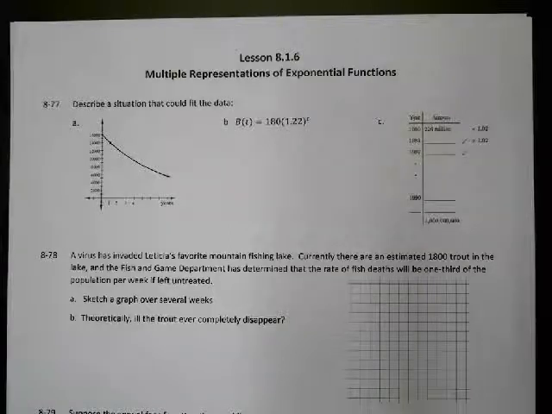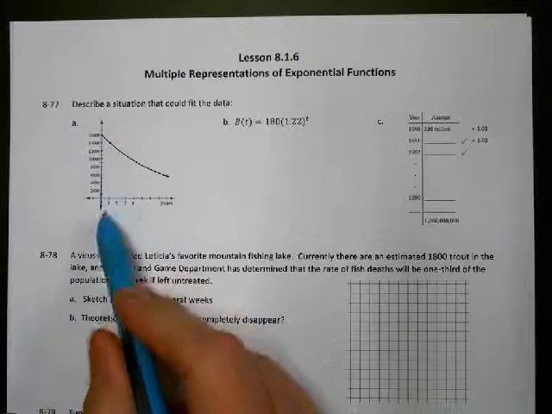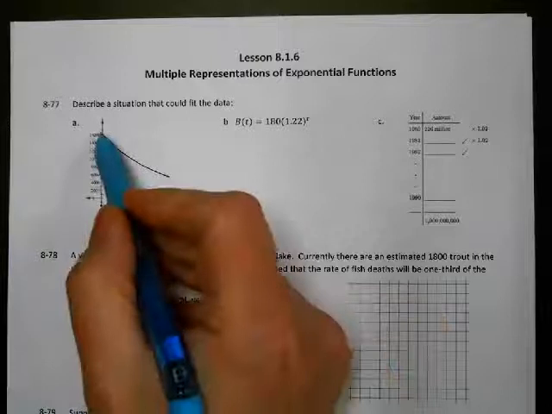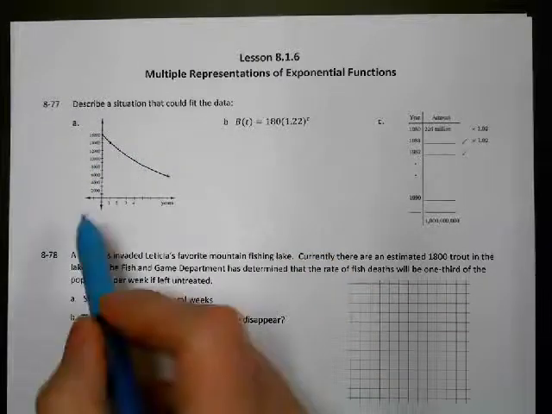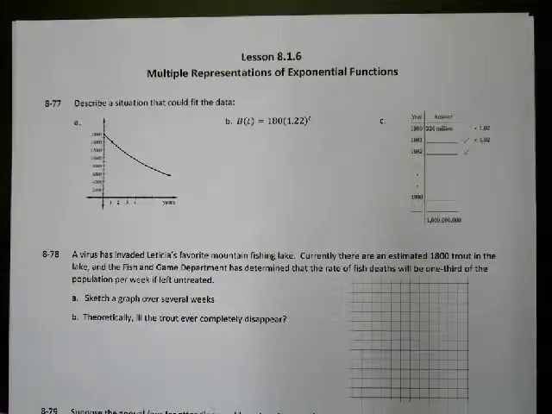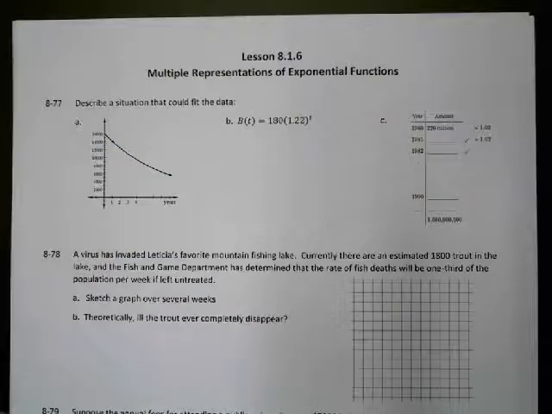First problem just says, what kind of situation could fit this data? All right, so I got 16,000 here. Years are going by. What could this be? Well, it's got to be something that decreases, starts at a big number like 16, and it happens over years. So I don't know. Maybe this is a population of some kind of endangered species or something like that. Or with $16,000, it could be something like a car.